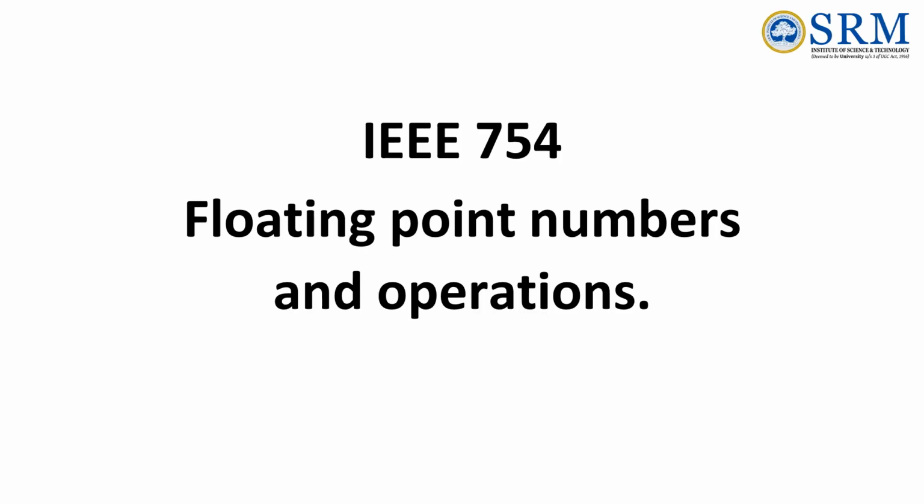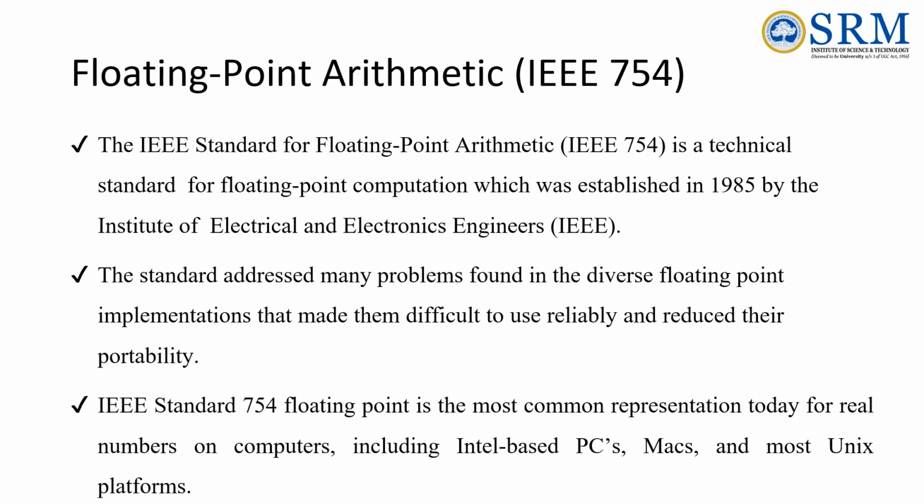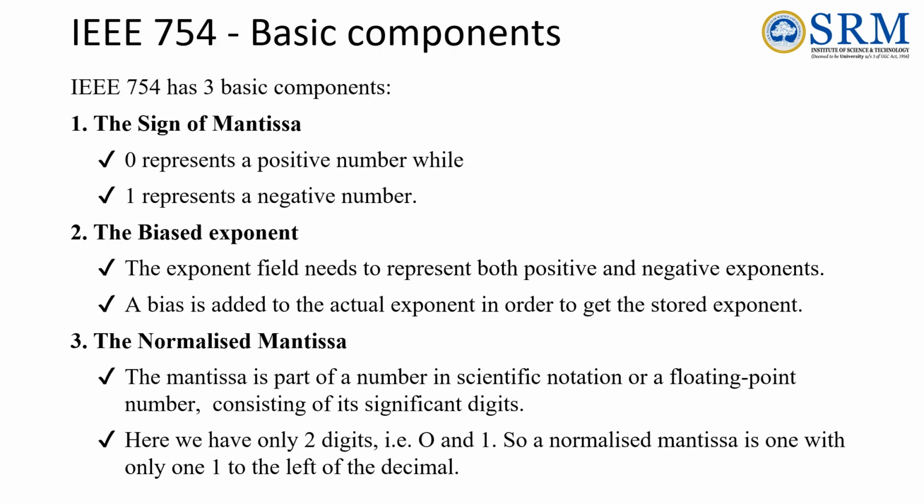Last is floating point numbers and operations. Here we have the IEEE 754 standard for dealing with floating point arithmetic. IEEE 754 has three basic components. The sign bit is 0 if the number is positive and 1 if it is negative. The biased exponent: the exponent field needs to represent both positive and negative numbers. The normalized mantissa: the mantissa is part of a number in scientific notation or a floating point number.